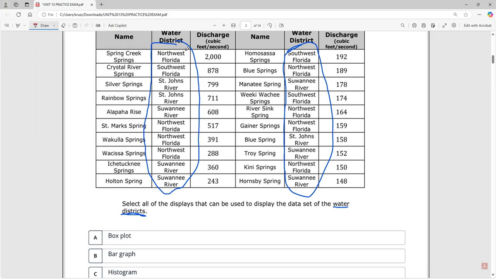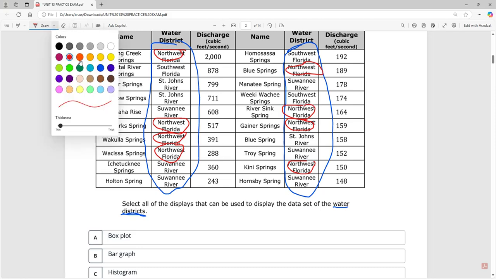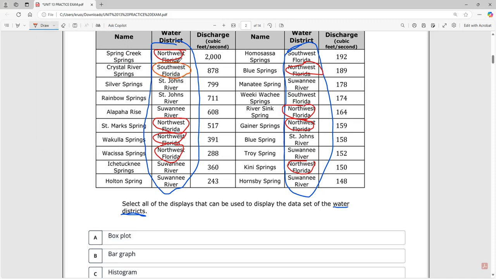We have Northwest Florida, and let me mark each one: Northwest Florida, Northwest Florida, and so on, all the way down the list. Now let's look at Southwest Florida: Southwest Florida, Southwest Florida. Is there any more Southwest Florida? I don't see any more.